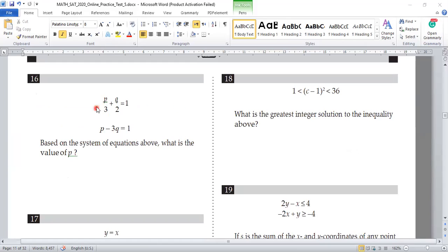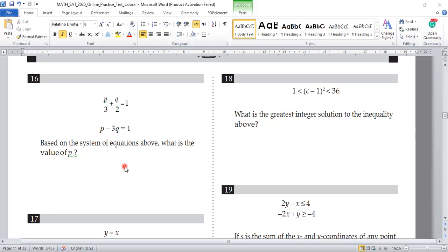This is P over 3 plus Q over 2 is equal to 1, and then P minus PQ is equal to 1. Based on the system of equations above, what is the value of P? Two equations are given. These are two linear equations, so you will have to solve these equations.